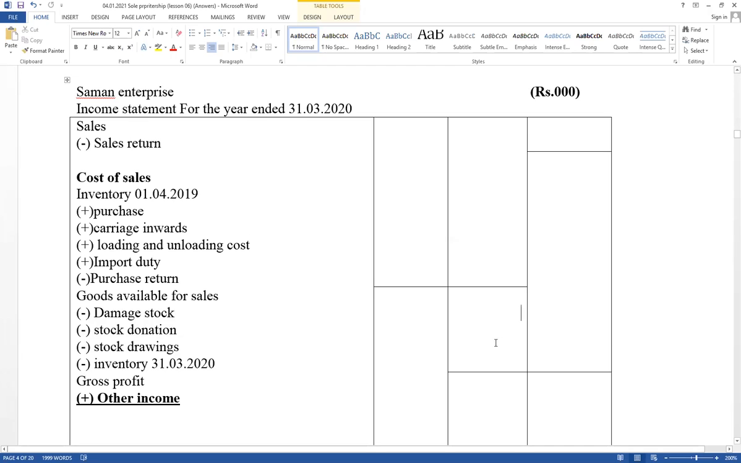If those are given in the trial balance, they cannot be recorded here.